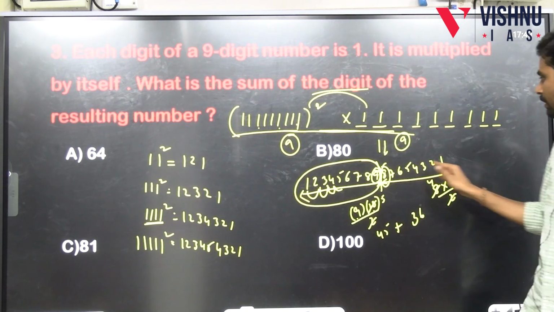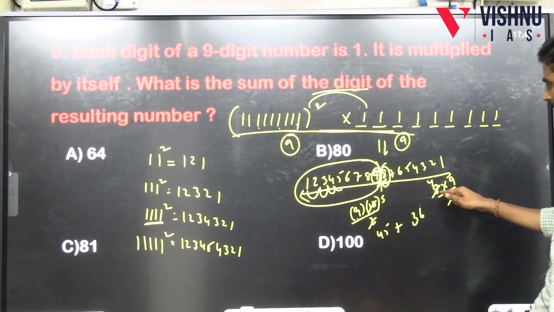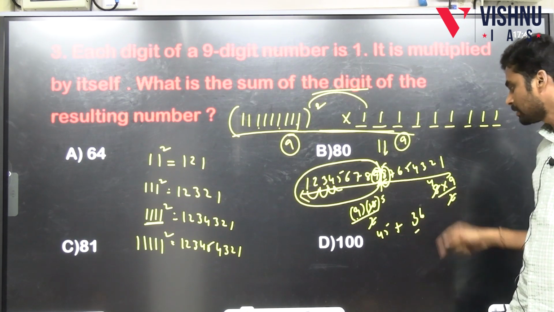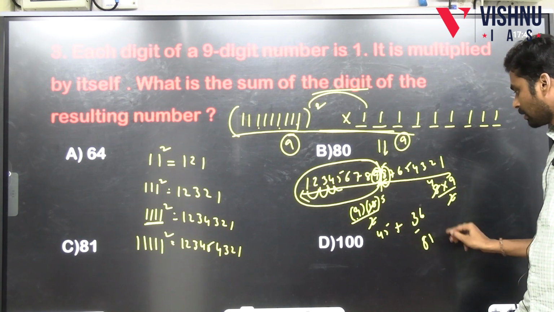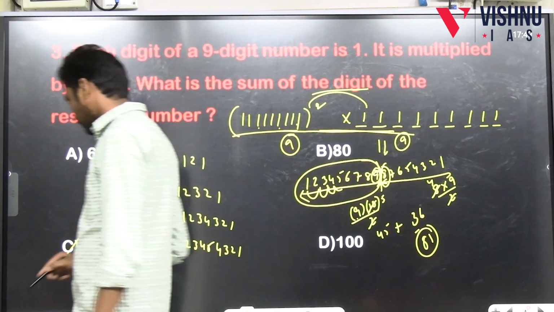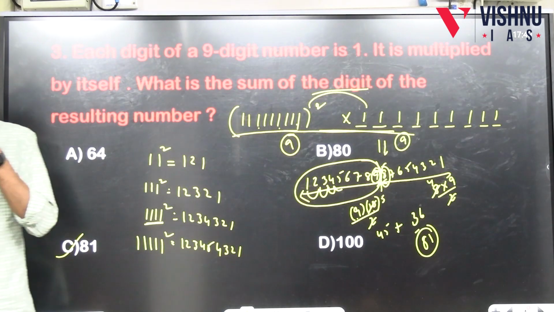45. Similarly, this is 1 to 8. So n into n plus 1 by 2, 8 into 9 divided by 2. So 2 4 is the 4 into 9 is 36. What is the total sum? 81. So the answer is 81. Okay, 81 is the answer.